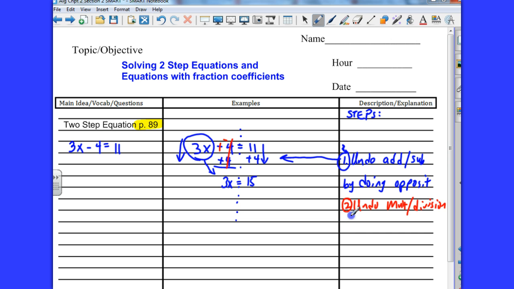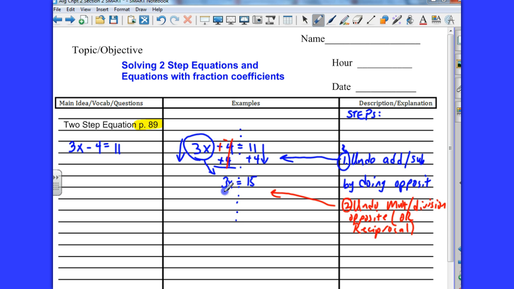By doing the opposite operation. You can just say by using the opposite or by using the reciprocal, like we just saw in the previous question. If it's a fraction times the variable, we would multiply the reciprocal. So in this particular question right here, I'm going to do that. I'm going to show you how to do that here.